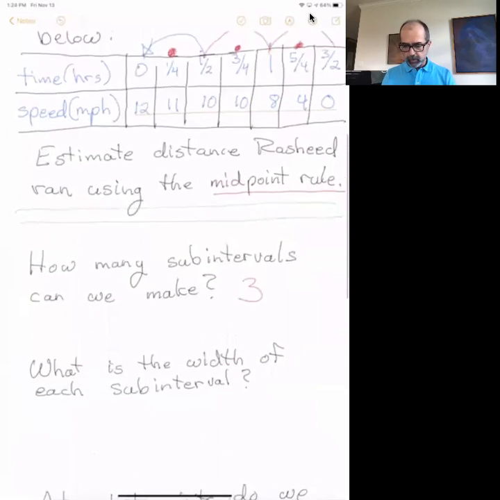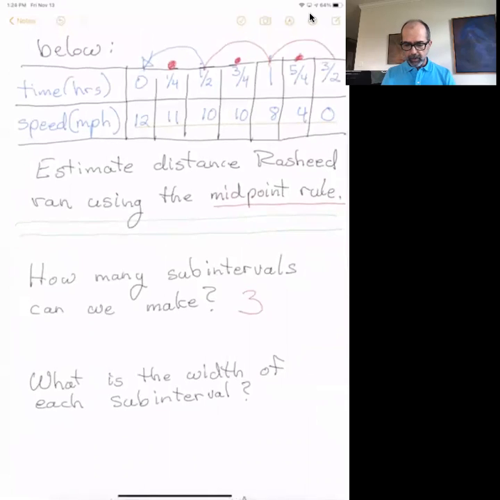What is the width of each subinterval? Well, let's take a look. Based on where I made the points where I'm going to have a midpoint, I'm going from 0 to 1/2, for example, and it continues in the same pattern. So the width of each subinterval is 1/2.